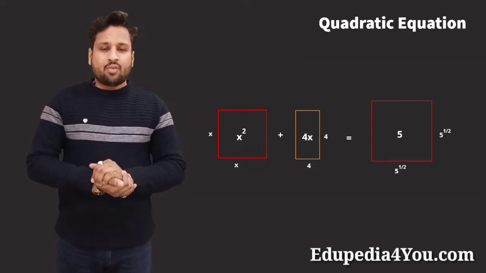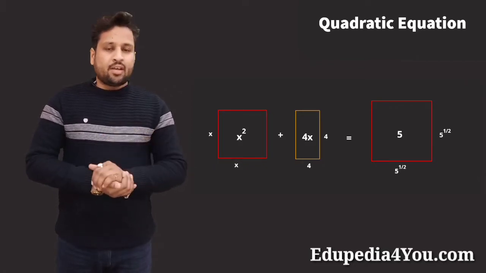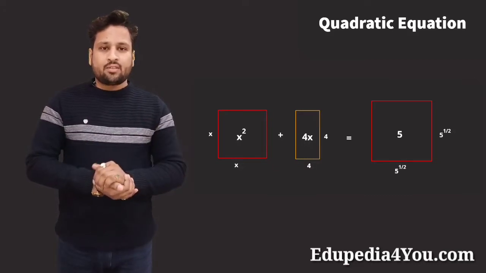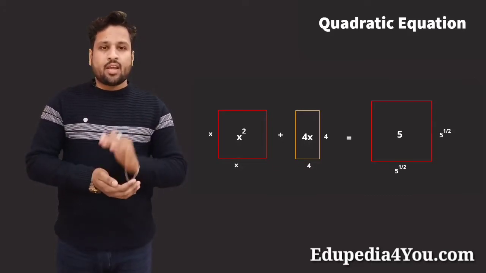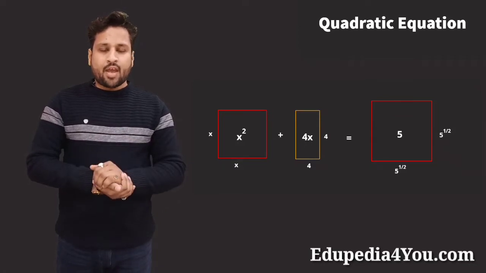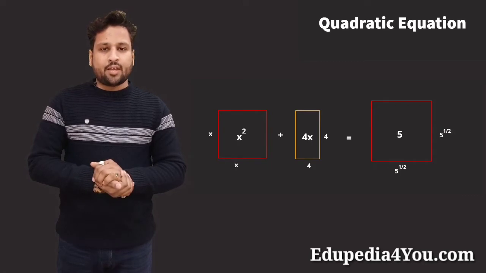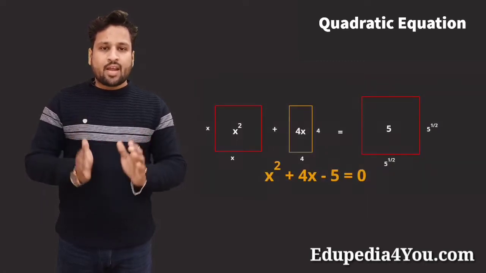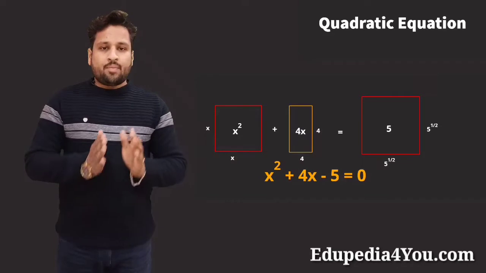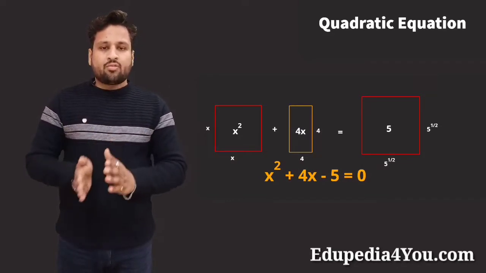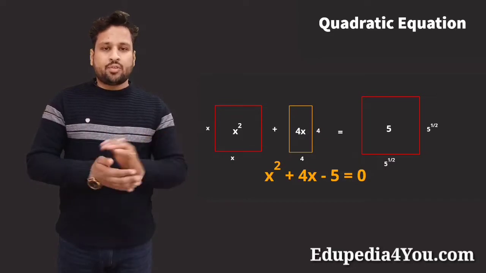The first shape is a square of side x, and the area of this square is x square. The other figure is a rectangle with sides 4 and x, and the area of this rectangle is 4x. And the third shape has the area 5. Can we write this algebraically? Yes, we can. Write this as x square plus 4x is equal to 5, or we can write x square plus 4x minus 5 is equal to 0.